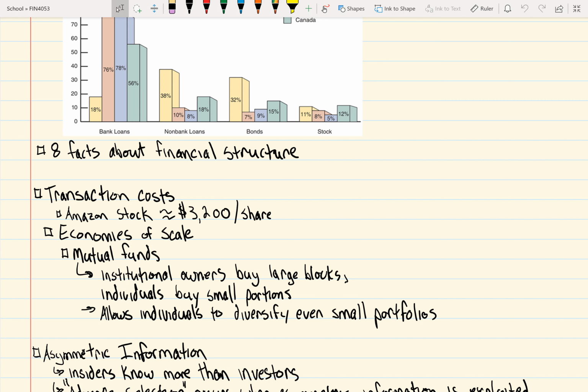So again, even if you only have $100, you may own 0.01% of an Amazon stock, for example. This allows you to diversify even with very small portfolios. Of course, if you had to do this all with individual stocks to diversify, you would not only have to buy Amazon, you'd have to buy 10 other stocks. So this is a solution to the transaction cost.